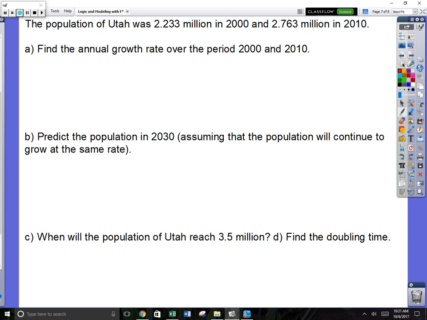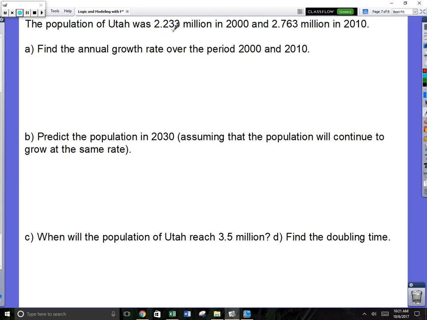Now the next ones are, so this is exponential growth. So the population of Utah was 2.233 million in 2000 and 2.763 million in 2010. Find the annual growth rate, that's kind of our K. And the function we're going to use, this population models, they're continuously changing. So we're going to use y equals a times e to the kt. T is time, k is our rate of growth, that's like your percent change. Between 2000 and 2010.